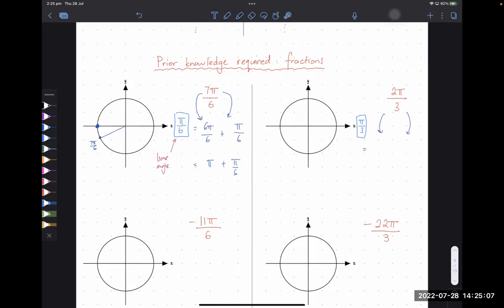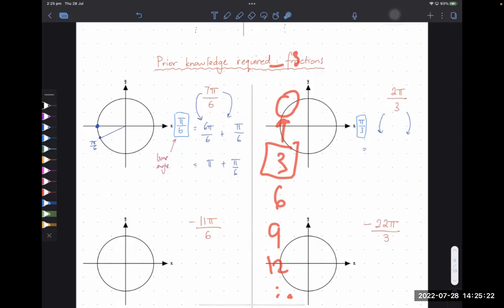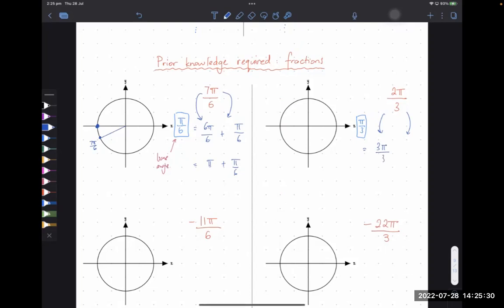So the nearest multiple of 3. So I either go 3, 6, 9, 12, and so on. What's it closest to? 3, right? Because the next one that we have down is 0, and then negative 3, negative 6, and so on. So 3 is our closest multiple. That means we're going to break it up into 3 pi on 3. But how do I get back to 2 pi? Do I add or do I subtract? Add a negative number. So that's the same as a subtraction.